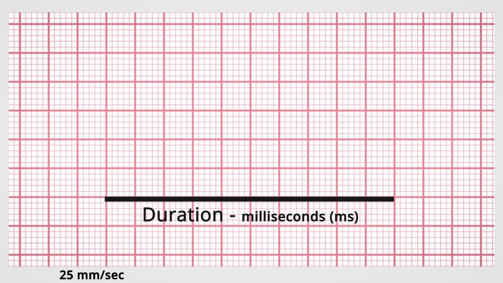Now coming on to the y-axis. The y-axis on ECG indicates voltage. In most of the countries, 1 millivolt is indicated by 10 mm, that is 10 small squares or 2 large squares. It can be deduced easily that 1 small square will then mean 0.1 millivolt.